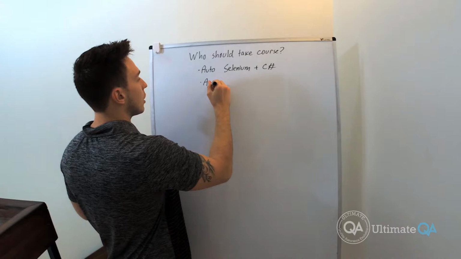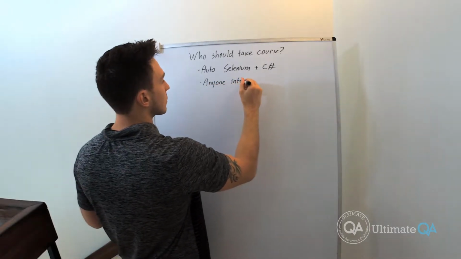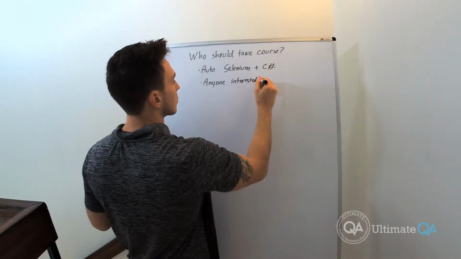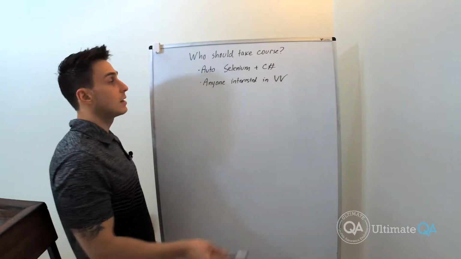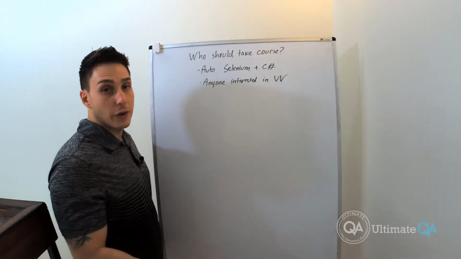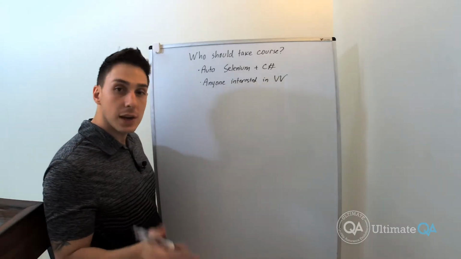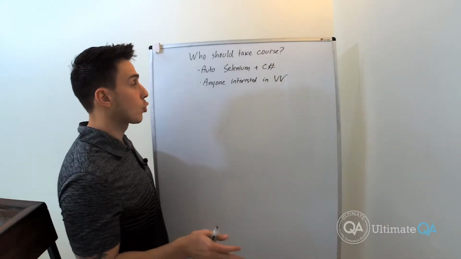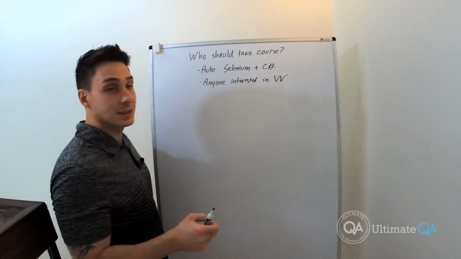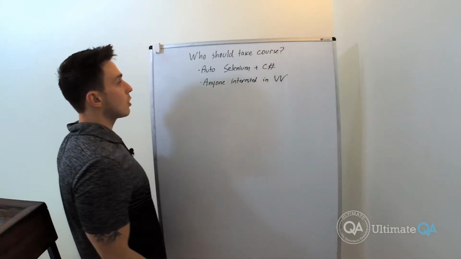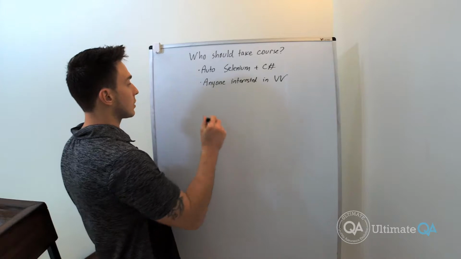And then that brings me to the other point, is that anyone interested in visual validation, which I'm going to refer to as VV, will want to take this course as well. Visual validation is a different type of test automation and a different type of testing, and it's very important for a majority of companies. And so anyone interested in it will want to take this course and learn from this course. Now, this course is not for those individuals that are not technical.